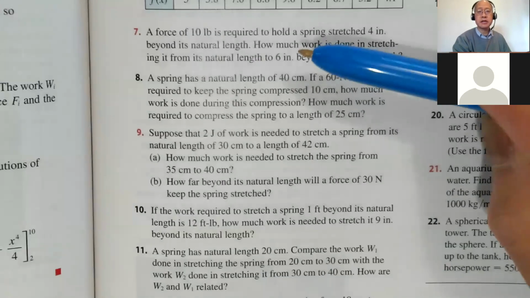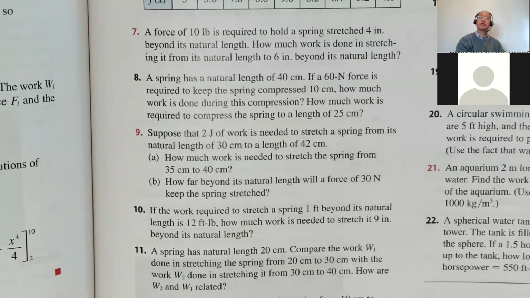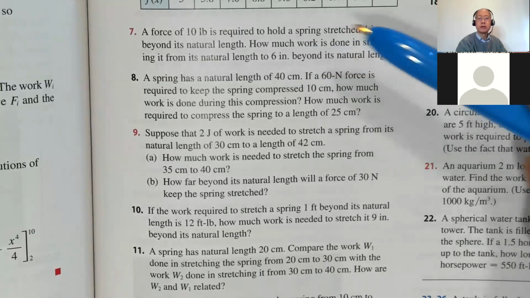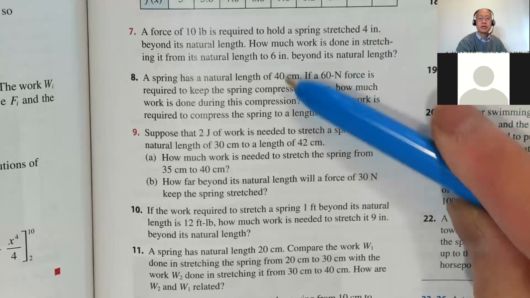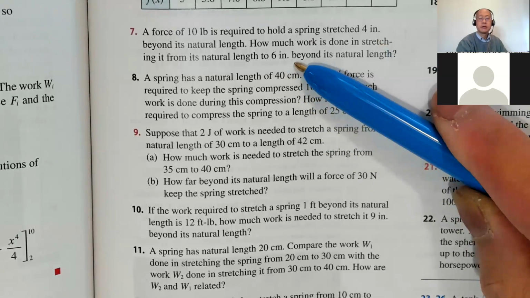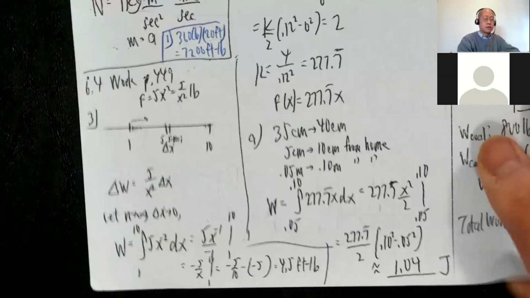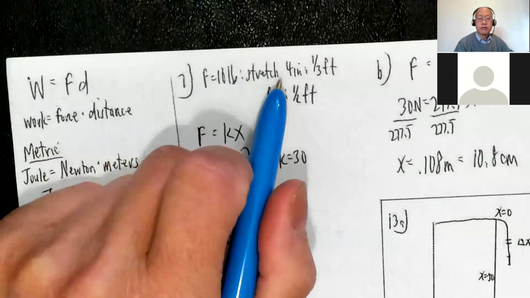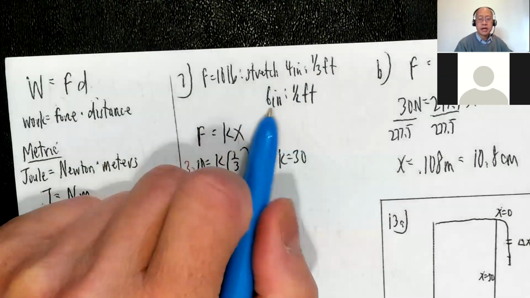Okay, so we're doing the English system, which requires foot-pounds, but they give me stuff in inches, so I have to convert to feet. So 12 inches makes a foot. So how much is 4 inches in terms of feet? 1/3. How much is 6 inches in terms of feet? 1/2, half a foot. Right, so here's the picture. Force is 10 pounds. I'm stretching it 1/3 of a foot. And in 6 inches, half a foot.